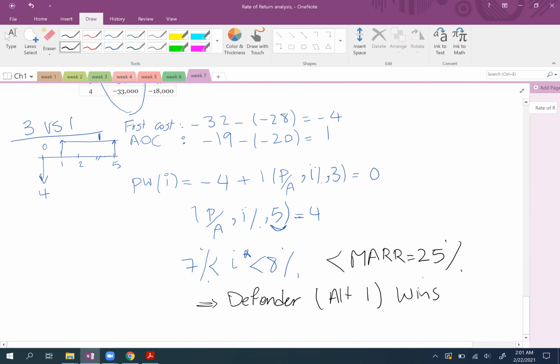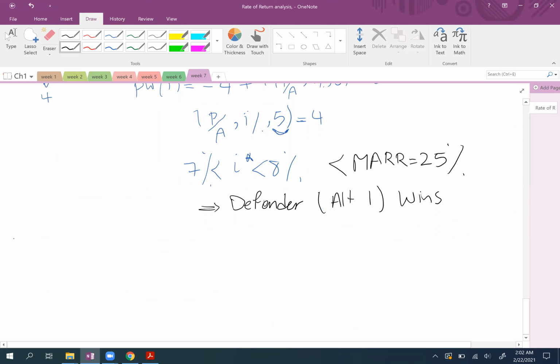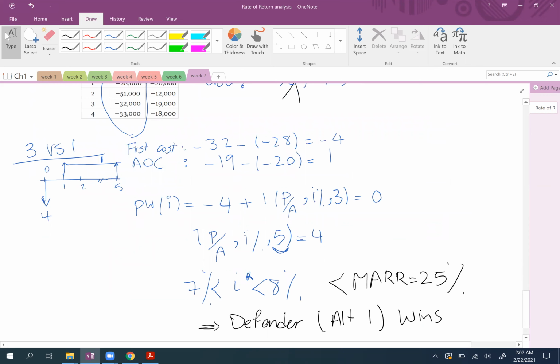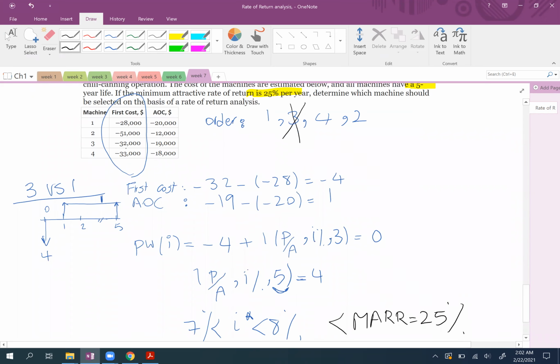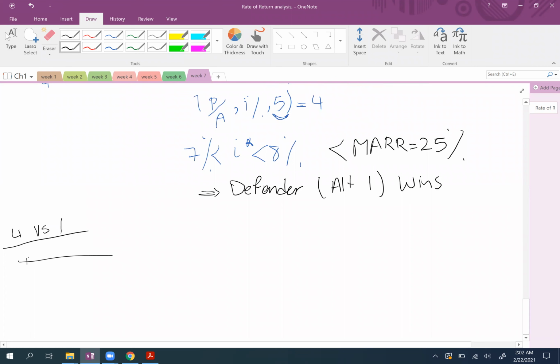So I'll go back to my list and I will eliminate 3. The next comparison that I have to do is 4 versus 1. It's like a tournament that you have to complete. 4 minus 1. Look at here. Negative 33 minus 28 will be 5. And negative 18 minus 20 will be 2. So I will have an incremental cash flow looking like this. 5 here. From 1 to 5, I'll have $2 here.